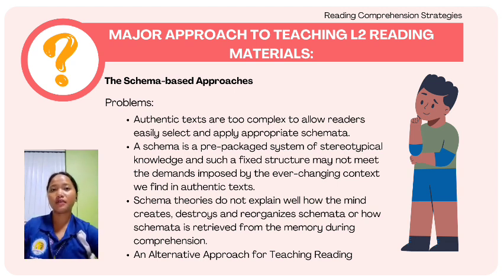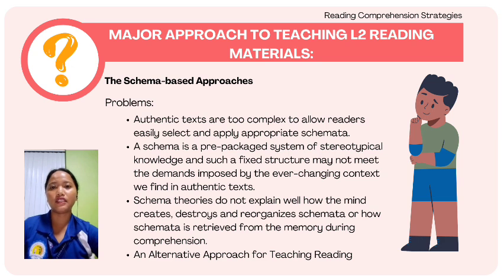Second is that schema is a pre-packaged system of stereotypical knowledge, and such a fixed structure may not meet the demands exposed by the ever-changing context we find in authentic text. So this means that it is based on previous experiences and stereotypical expectations. However, real-world texts are constantly evolving, containing unexpected structures and meanings that may not fit into the fixed schema. This limitation can cause readers to misinterpret information if their existing schema does not align with the text.